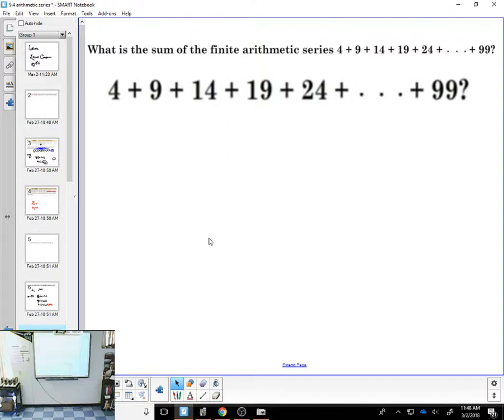What is the sum of the infinite? Oh no, the finite. It's 99. Isn't it 96? I'm actually going to reset this timer, guys. It's 96 numbers, right? No, it's by 5, so it's 5. Add one. I got you. It's 48. Yep.